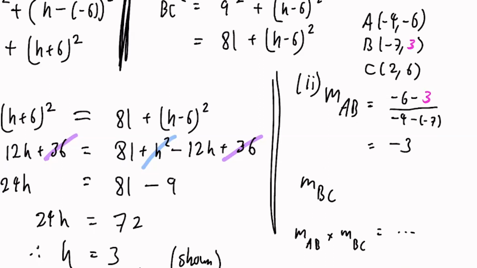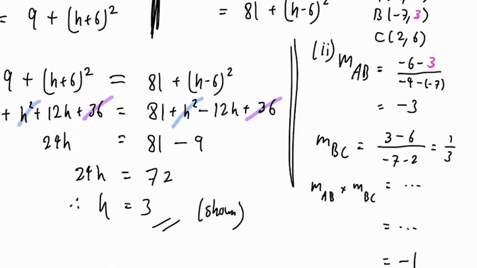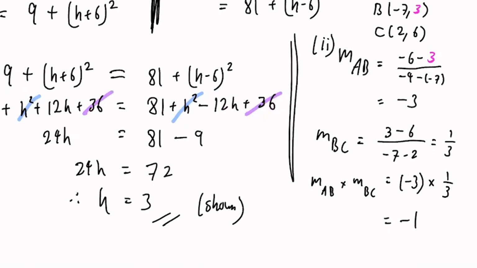Now we need to show MBC is positive 1/3. MBC is what? Y minus Y over X minus X. Is this positive 1/3? Yeah. Very good. Then now just for the sake of completion, we just show it's -3 times positive 1/3, which ends up being -1. And we are done.